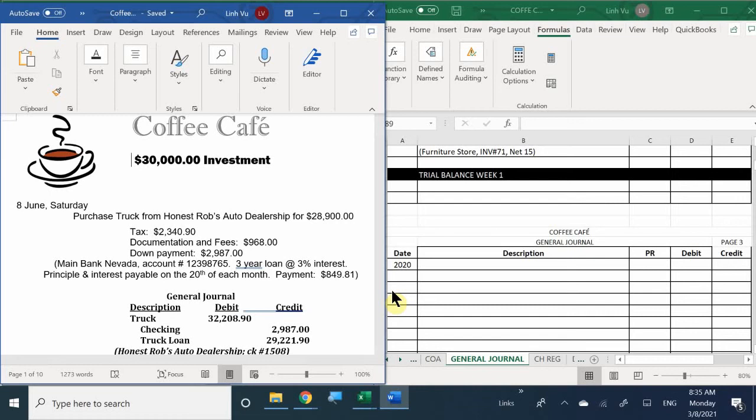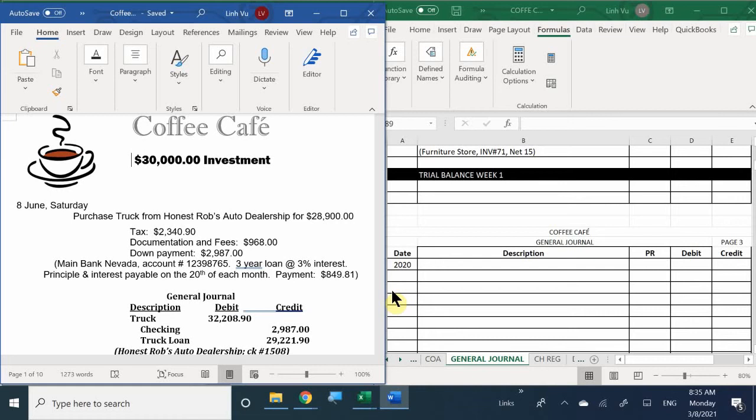What did we buy? We bought a truck. Yes, we did. Let's look at the details here. The truck was $28,900, and we got taxed $2,340.90. Then there are documentation fees. If you have to do your car registrations, they do provide it for you. However, it is a hefty fee that you have to pay.